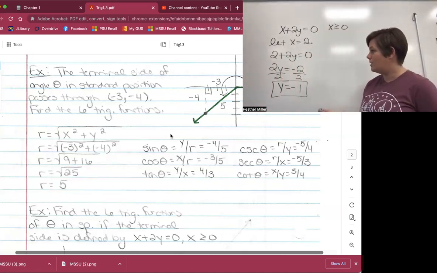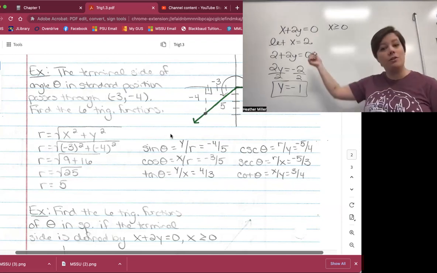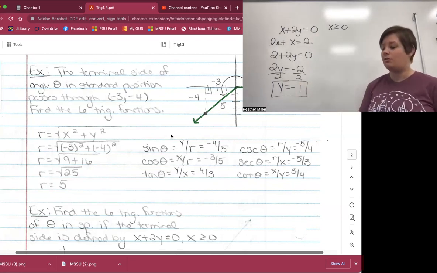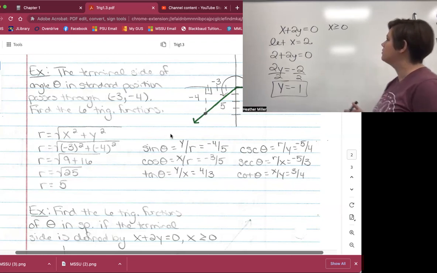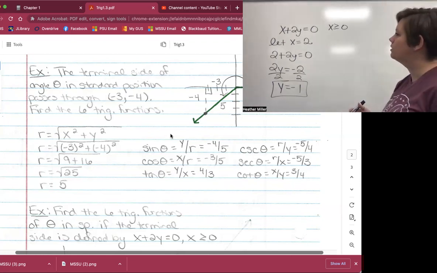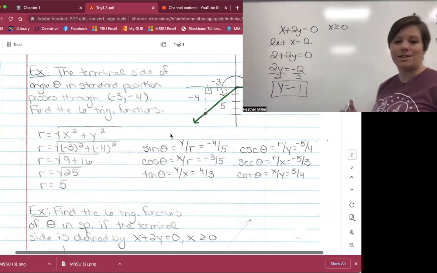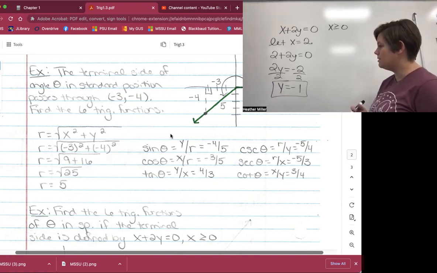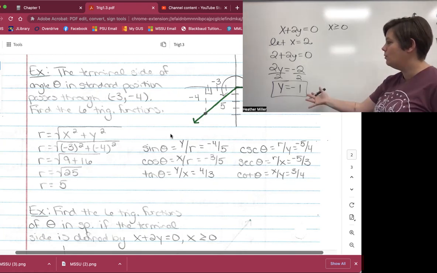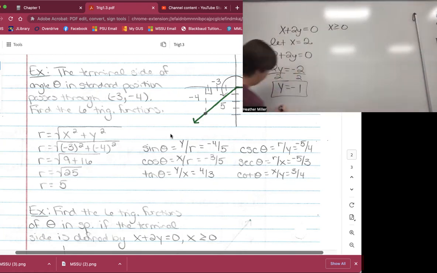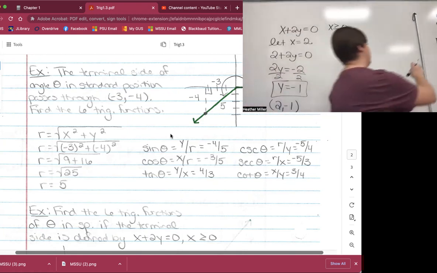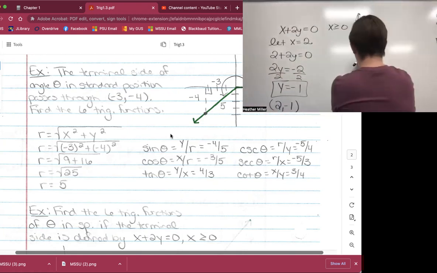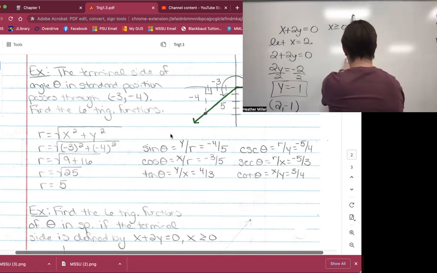You might not have done that and just picked 1, or you could have even picked 0 and you would get something different, and that's okay. I don't think 0 would help you all that much because you just have 0, 0, and that's not going to give you a terminal side. But anyways, we have an ordered pair now. We have the point 2, -1. So on our Cartesian coordinate system, we can draw that and figure out what our theta looks like.